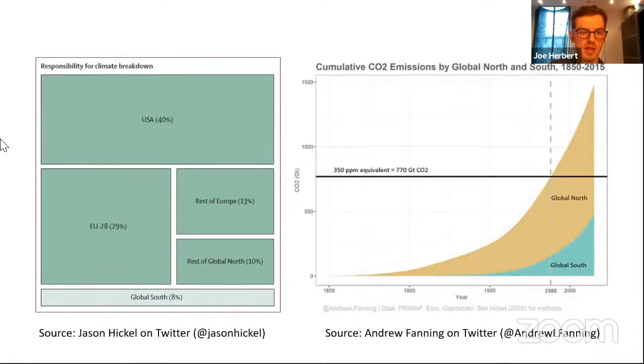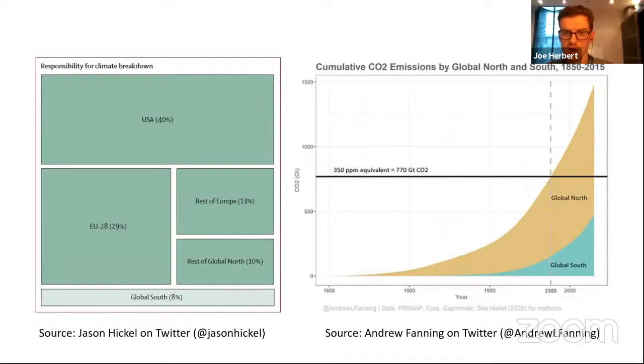So here it is, levels of carbon emissions broken down by different parts of the world. So on the left, you can see, again, the vast disparity in responsibility for climate breakdown. So you've got the USA having contributed 40% of atmospheric carbon levels, EU 29%, and then the rest of the global north as well. And then the global south having contributed only a small percent. So again, quite dramatic disparity of responsibility between different nations.